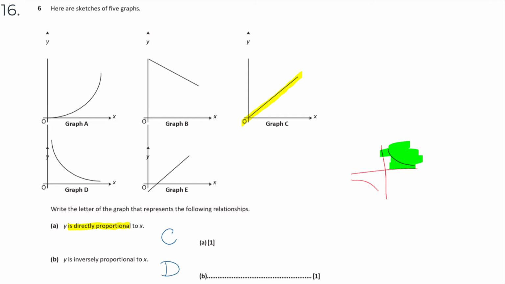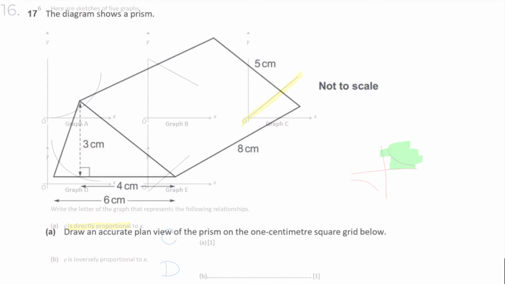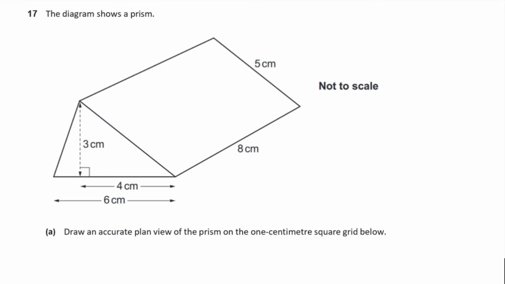D, y is inversely proportional to x. Question 17. The diagram shows a prism, and part A says draw an accurate plan view of the prism on the 1 centimeter square grid below. Now we'll do the proper grid in a minute. Let's just think it through.